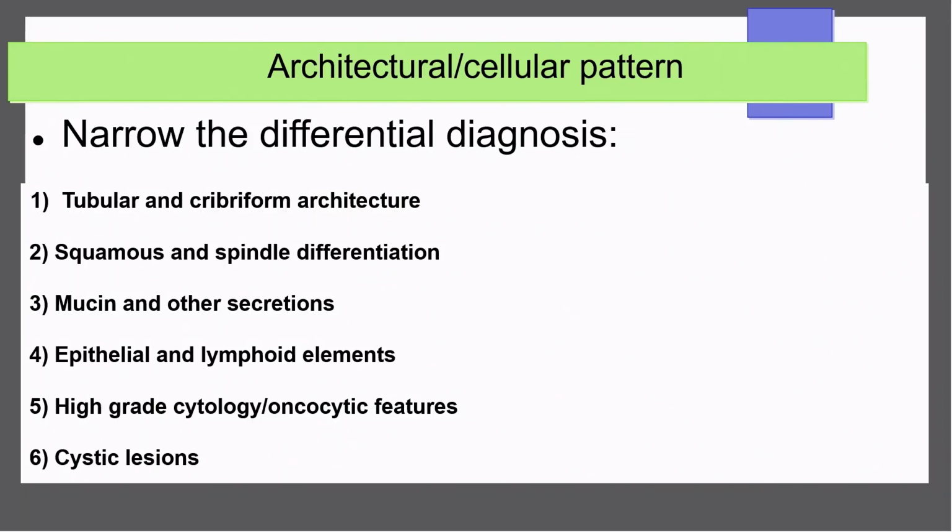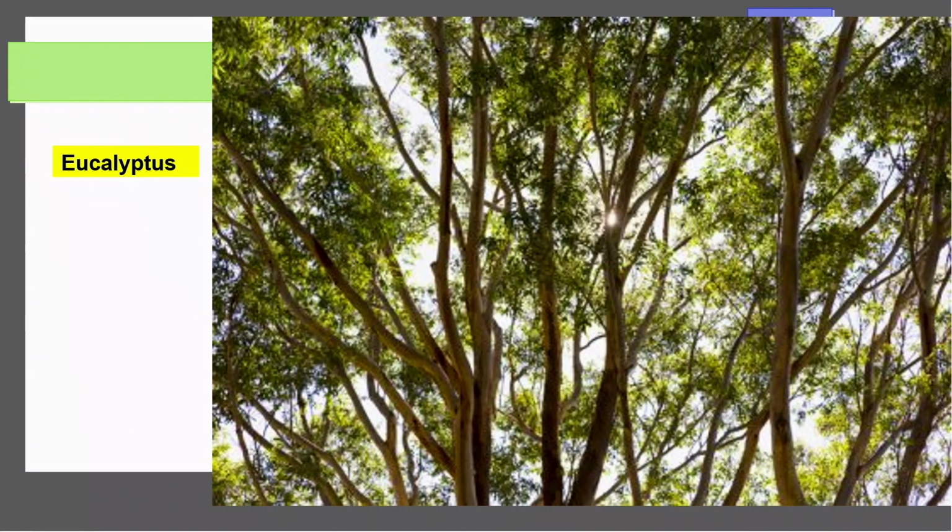But let's focus on something more morphological. To narrow the diagnosis, we need to define the architectural and cellular pattern, which can be tubular and cribriform, squamous and spindle, mucin and other secretions, epithelial and lymphoid component, high-grade cytology, including the oncocytoid appearance of the cells, and then cystic lesions. Each of them will be introduced by the evergreen plants because I liked to give this association with plants.